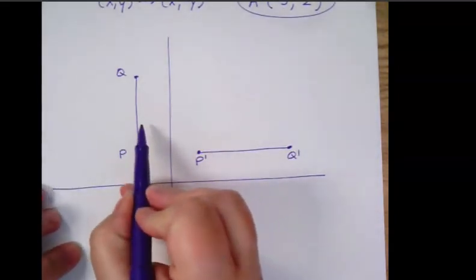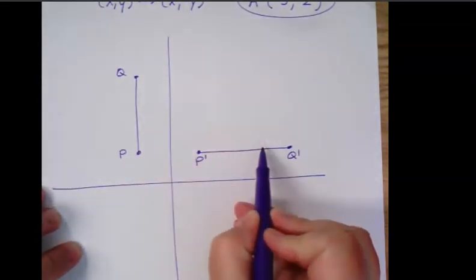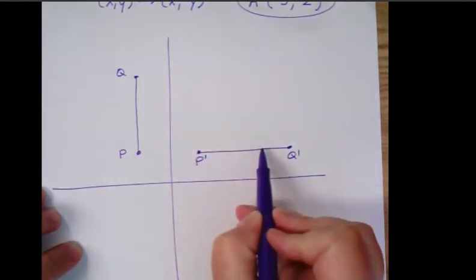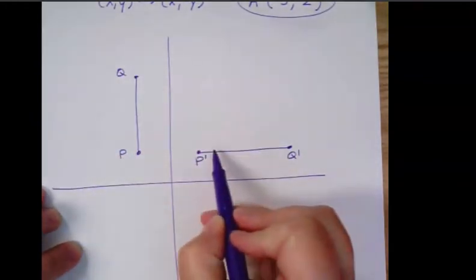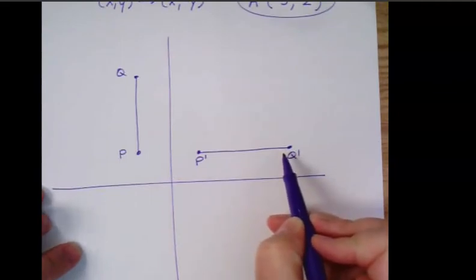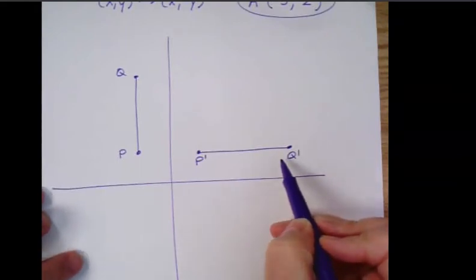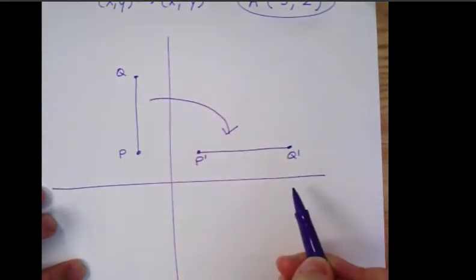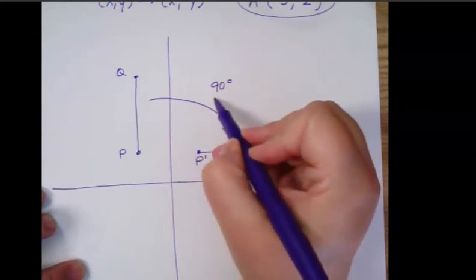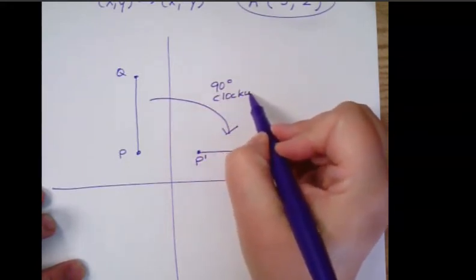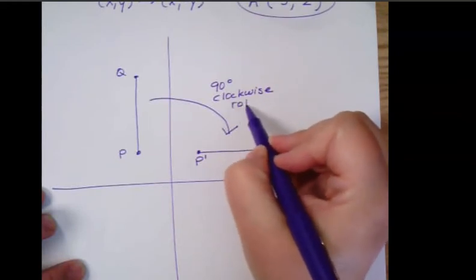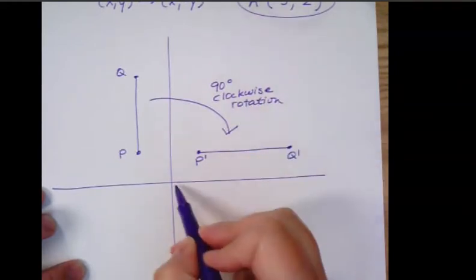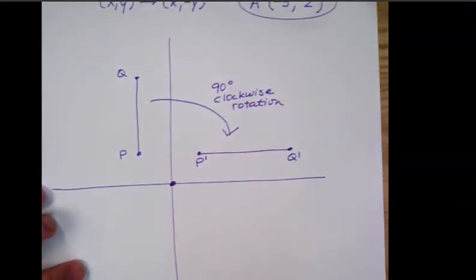So the very first thing I'm looking at is how to get from here to here. And the fact that my orientation has changed, meaning it used to be up and down and now it's side to side, means that it has to be either a reflection or rotation, because remember translations don't change orientation. And what happened here is a rotation. It has rotated 90 degrees clockwise about the origin. And what I mean by the origin is right here.